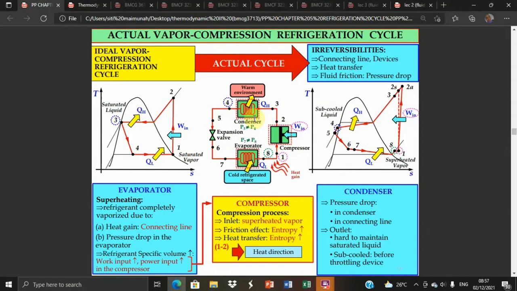In the ideal case, the refrigerant is assumed to leave the condenser as saturated liquid at the compressor exit pressure. In reality, however, it is unavoidable to have some pressure drop in the condenser, as well as in the lines connecting the condenser to the compressor and to the throttling valve. Also, it is not easy to execute the condensation process so precisely that the refrigerant is a saturated liquid at the end.